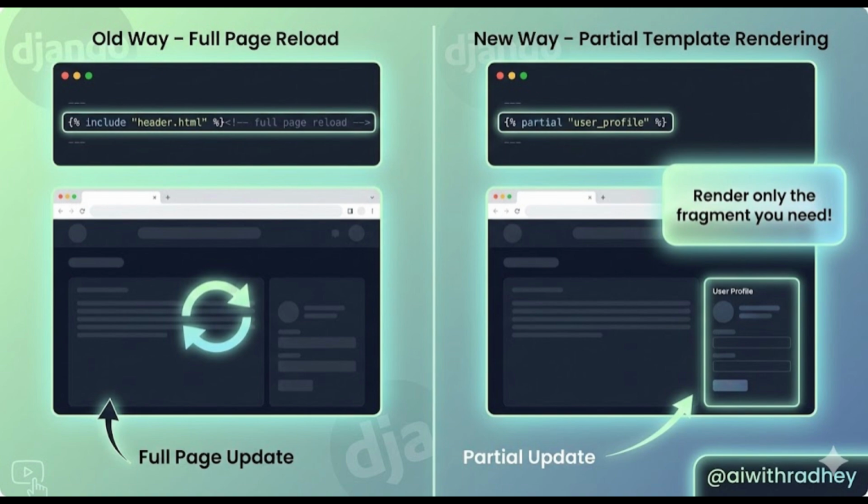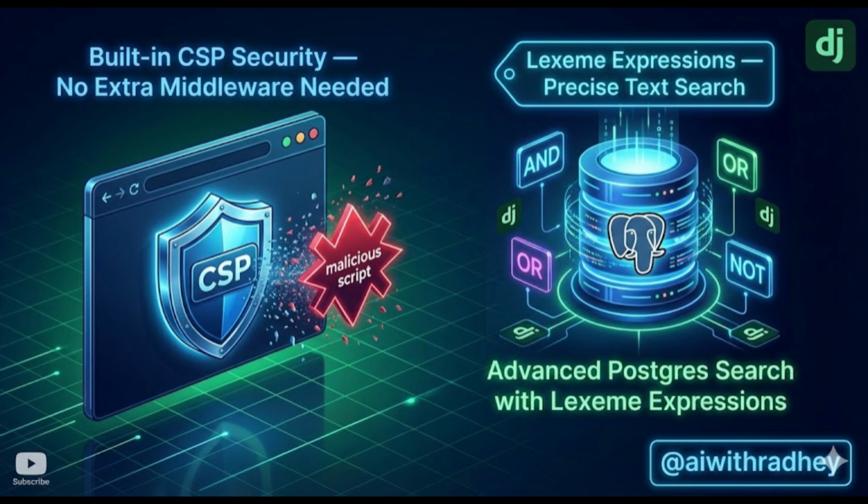no front-end framework required. On the security front, Django 6.0 now includes built-in content security policy support. You can define browser-level CSP rules directly in your settings to block script injection and XSS attacks, no extra middleware or third-party packages required. And for PostgreSQL developers, there's a powerful upgrade to full-text search.